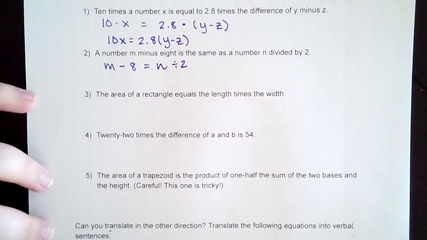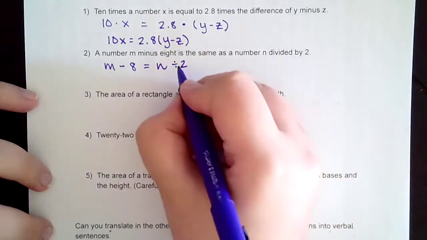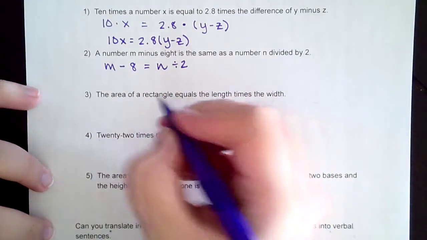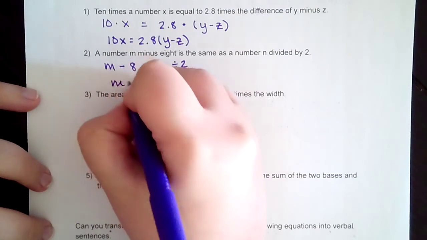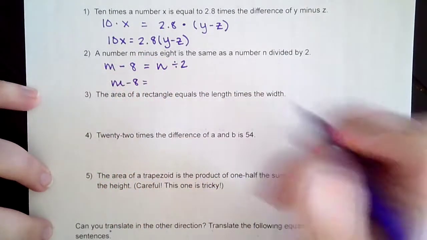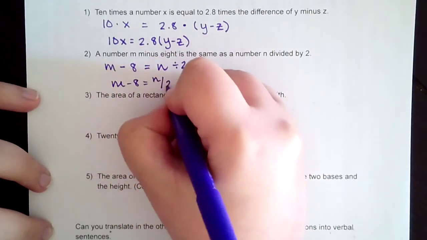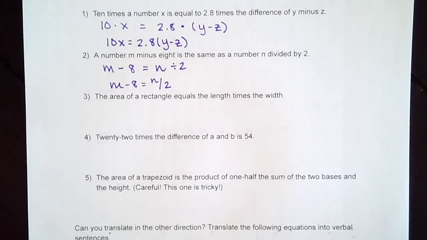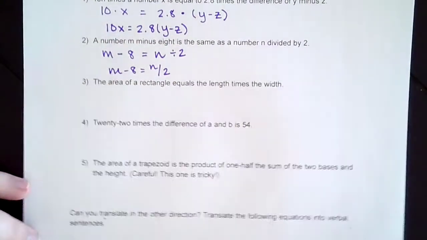Just like that. This one looks pretty clean. Anytime I see that division symbol, I personally go to fractions. I prefer the way that fractions look. So I'm going to clean this up and just say m minus 8 is equal to n divided by 2. I personally like how that looks a little bit better. If you don't, that's okay too.